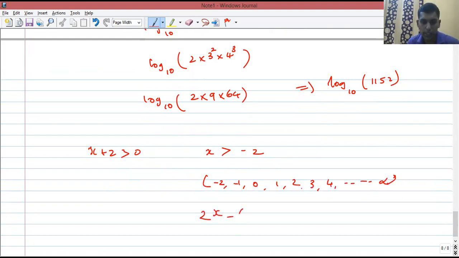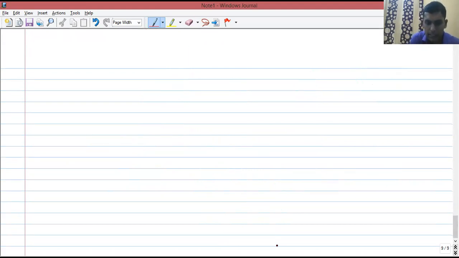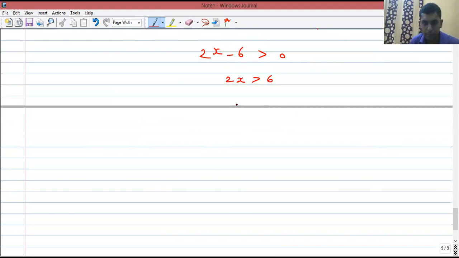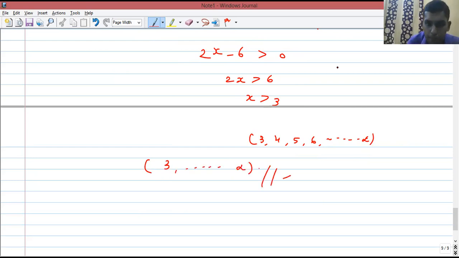The second condition: 2x minus 6 is greater than 0, so 2x is greater than 6. Hence, x is greater than 3. The common part is here: 3, 4, 5, 6, and so on up to infinity. 3 to infinity is common, so that is actually your answer. You have to conclude this way.